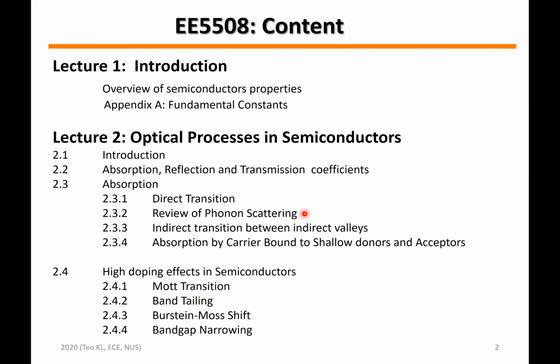Then we'll do a quick review of phonon scattering, which has been covered in the first part of the course by Prof. Wee Hong. Next, indirect transition between indirect valleys. We'll discuss the transition of electron from the valence band to the conduction band in indirect bandgap semiconductors such as silicon and germanium.